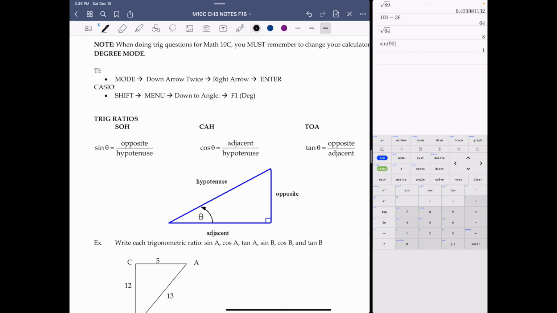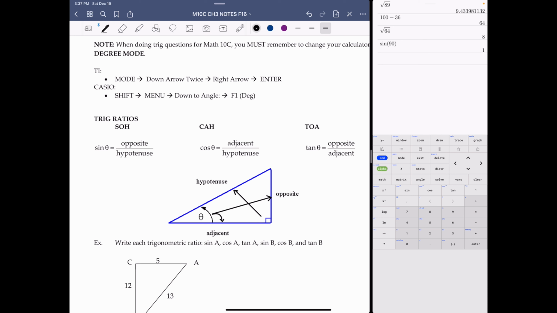So our trig ratios are sine theta. This symbol is called theta. It's a Greek letter. It just means an unknown number, and we usually use it for angles. So sine theta equals opposite over hypotenuse. That's the opposite side divided by the hypotenuse side. So in this triangle, our opposite from the angle of interest is here. Our hypotenuse is here. And our adjacent side is here.